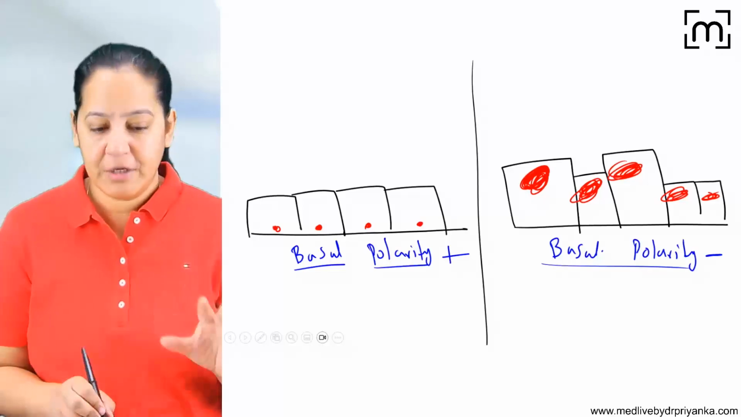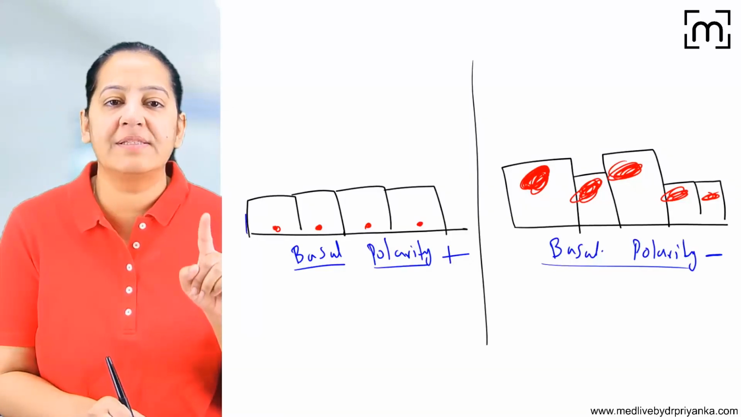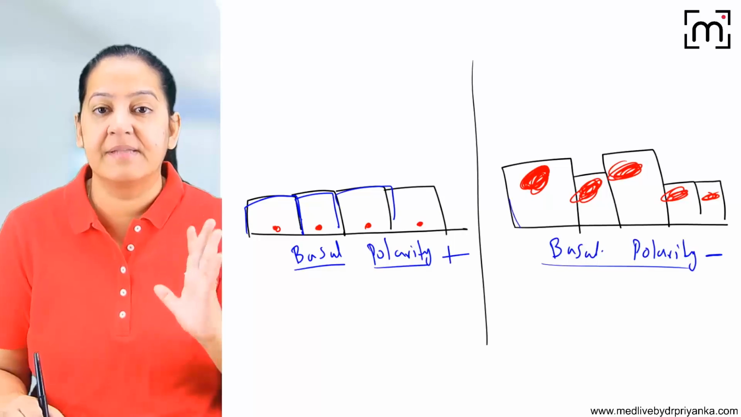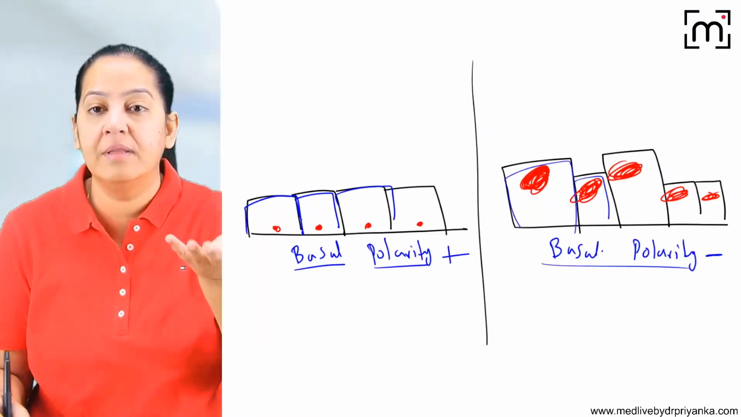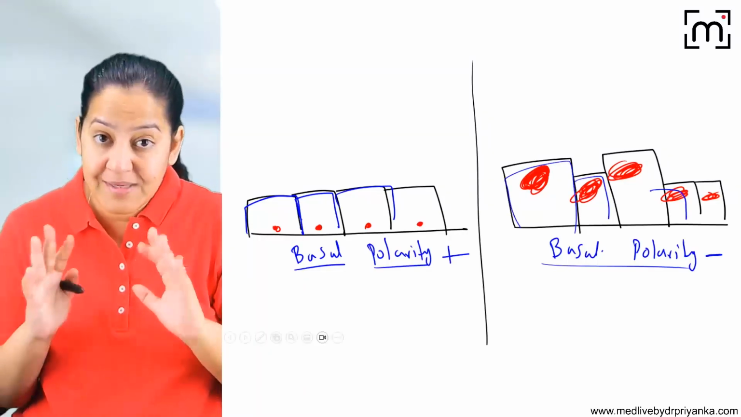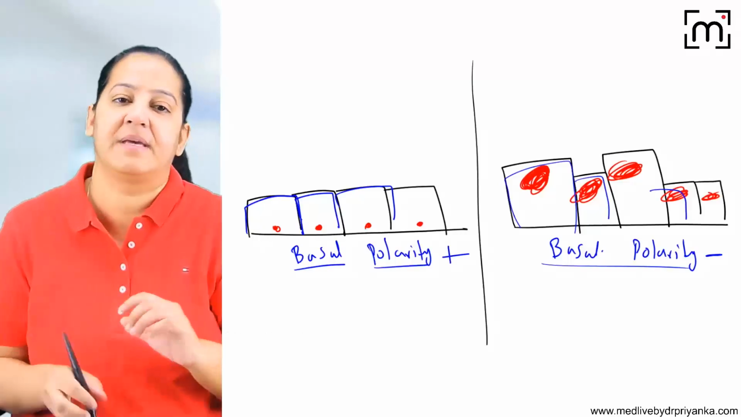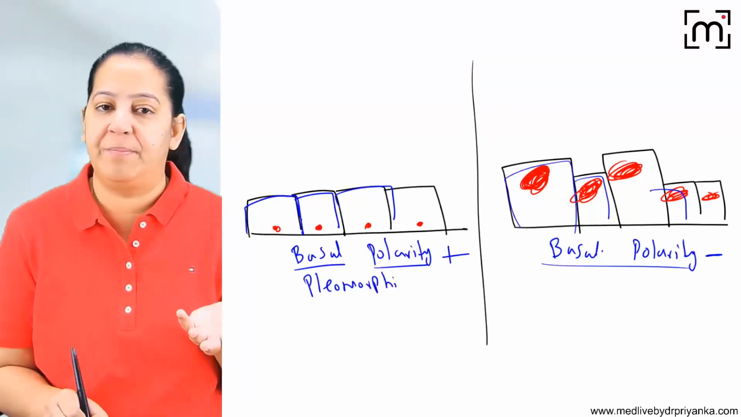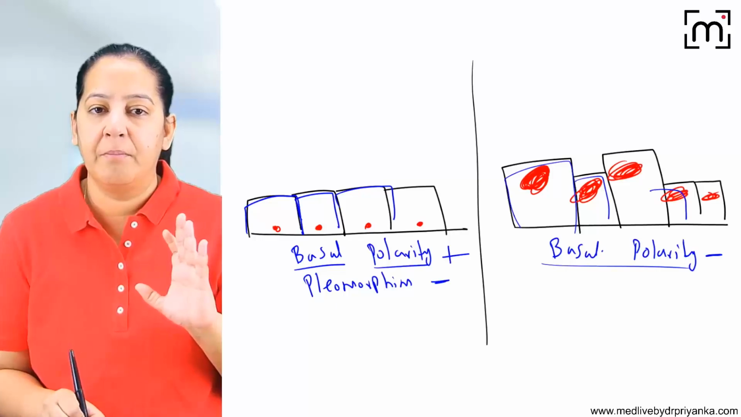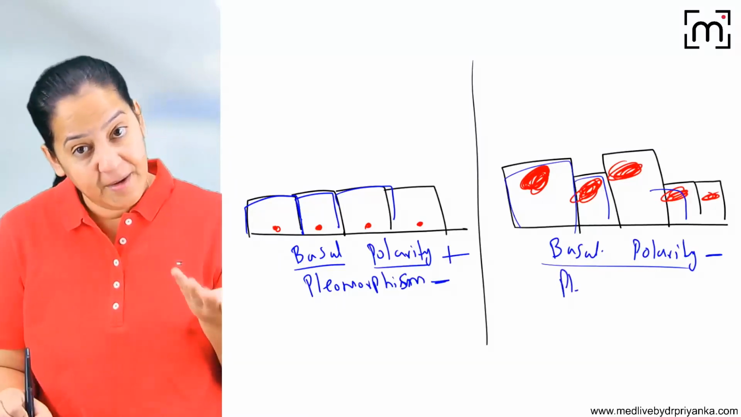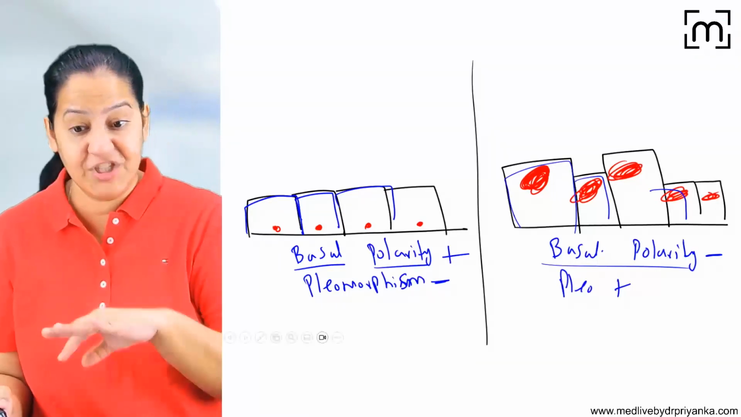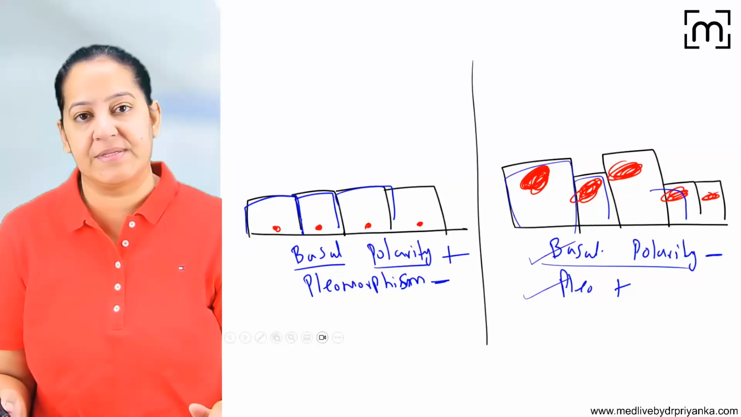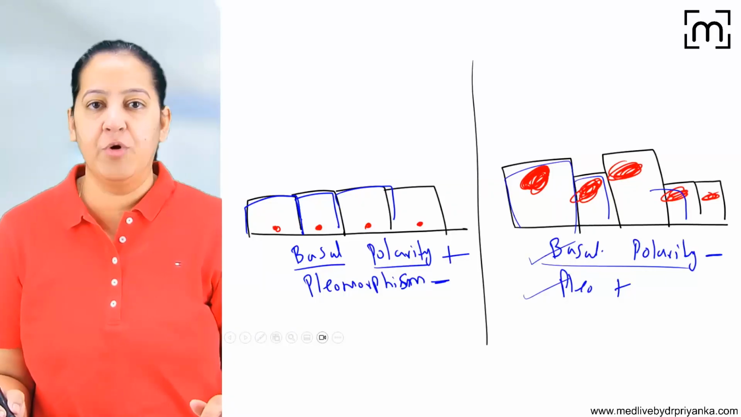Number two, here you can see all the cells are the same shape, same size normally. And here some cells are large, some are normal, some are small. So that is known as pleomorphism, variation in shape and size. Here we don't see any pleomorphism, no variation in shape and size. But here pleomorphism is a feature. In dysplasia, pleomorphism is present. So basal polarity is lost, but pleomorphism is present. You can see that, the pleomorphism.